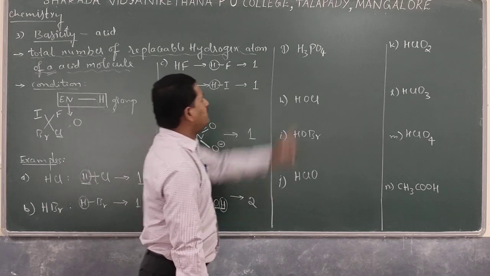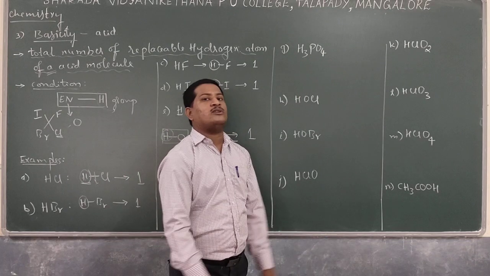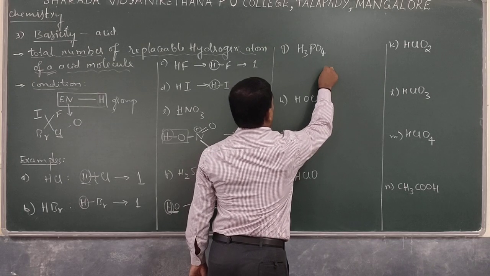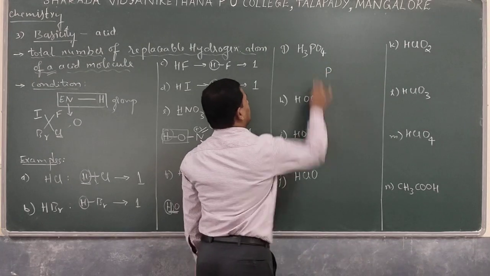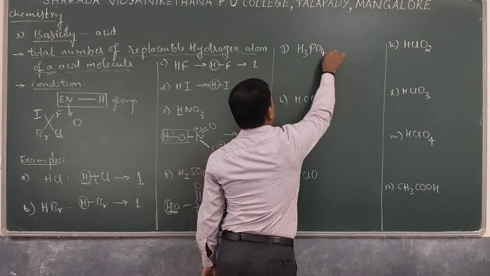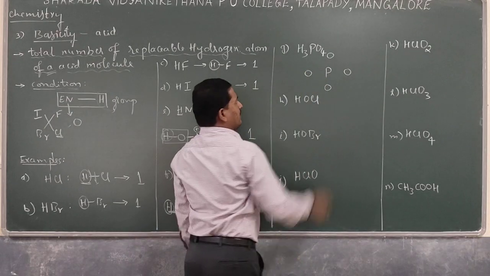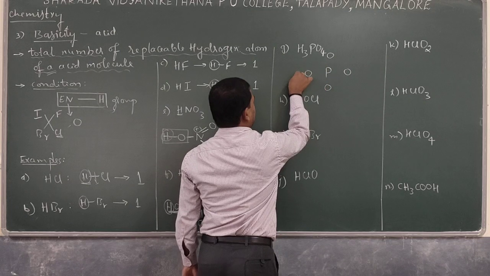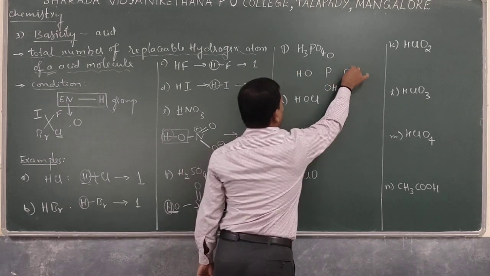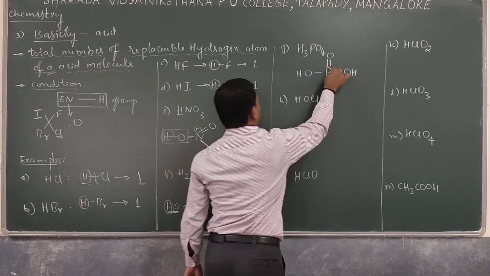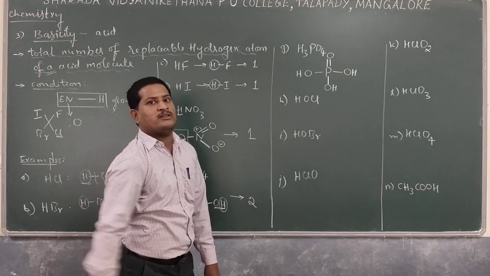Similarly, if you go for H3PO4, it is called phosphoric acid, and there also, if you write the structure, phosphorus is the central atom, and totally 4 oxygens are present, 1, 2, 3, and then 4. Out of these 4 oxygens, 3 oxygens carry OH groups, but 1 oxygen shows a double bond with the phosphorus. So this is the structure of H3PO4.